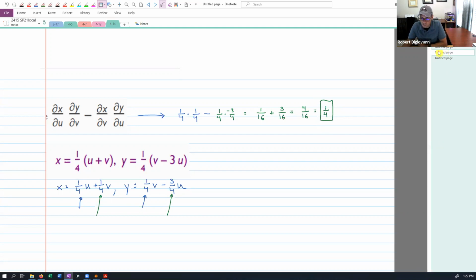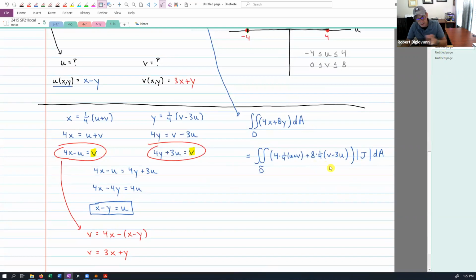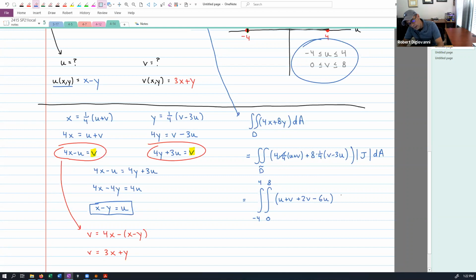So now I'm going to go back to this. Here's where I was. Let's go ahead and use the fact that we have our limits of integration here and they're between constants. So the order of integration doesn't matter here. I'm going to go -4 to 4, 0 to 8. And then those 4s go away. I just get u plus v. And then over here, distribute, I get a 2 there. So I get plus 2v minus 6u. And then I have to hit all that with a 1/4. I don't need the absolute value of it because it's already a positive number.